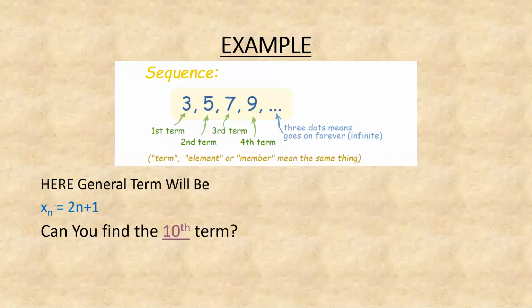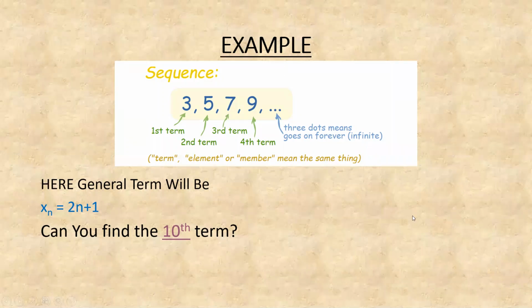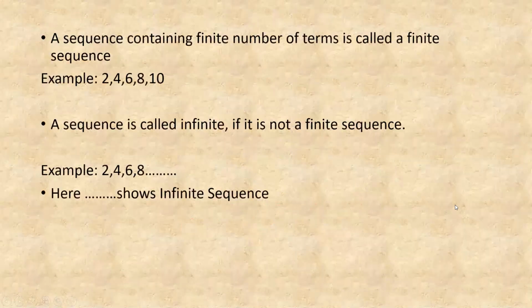Very good. So you have learned how to find out the general term. And if you know the general term, you can find out any term. Is it not? Yes? See, 3, 5, 7, 9. General term is 2n plus 1. Therefore, 10th term will be 2 into 10 plus 1 is equal to 21. Up to here, have you all understood? Yes, ma'am. Okay, next.